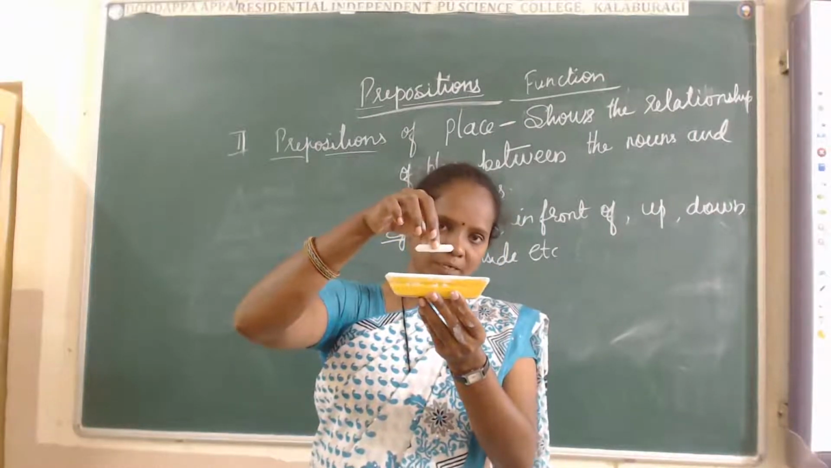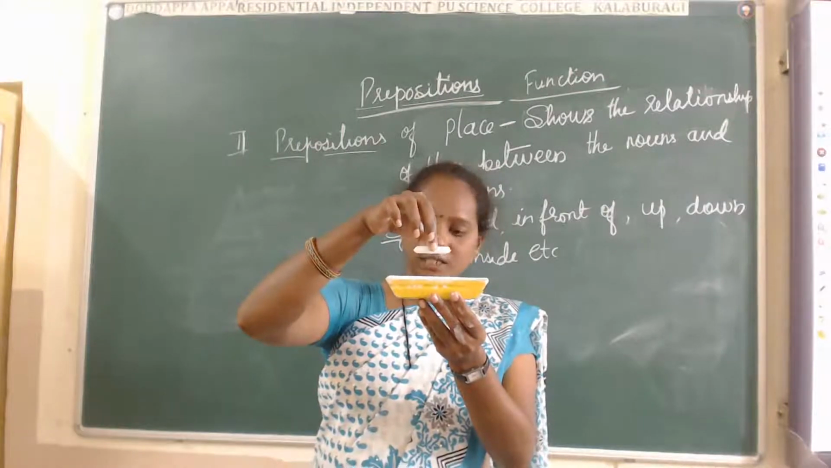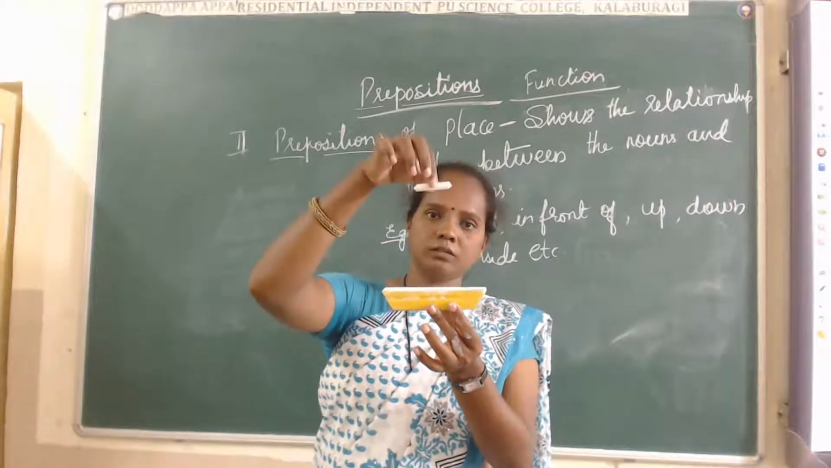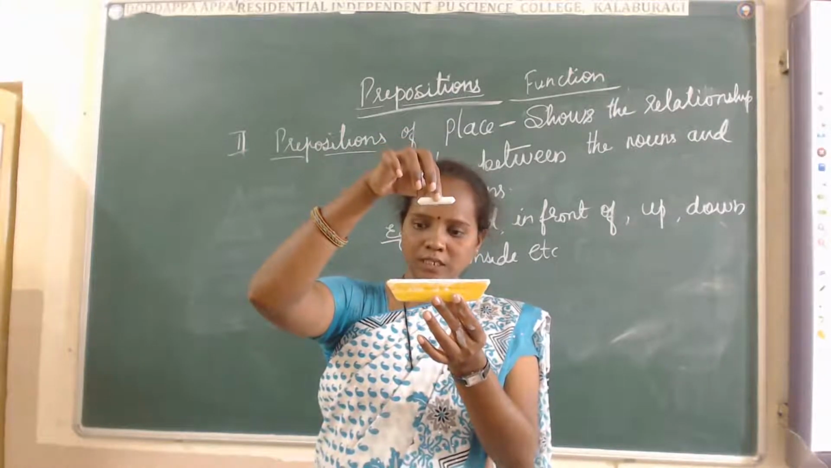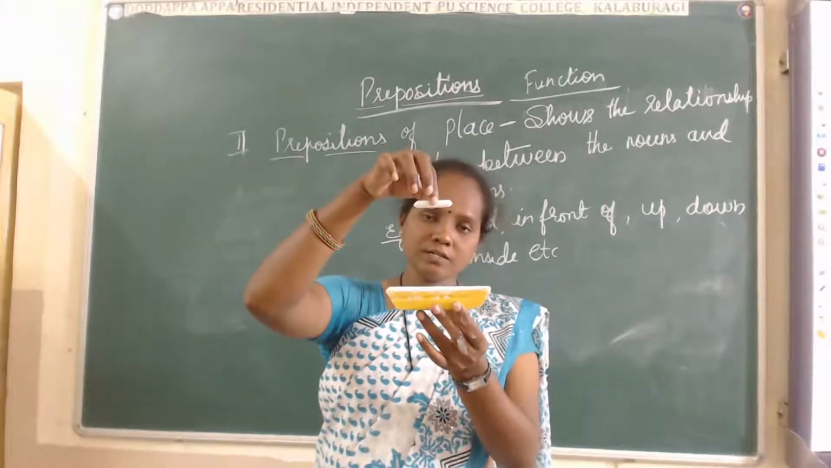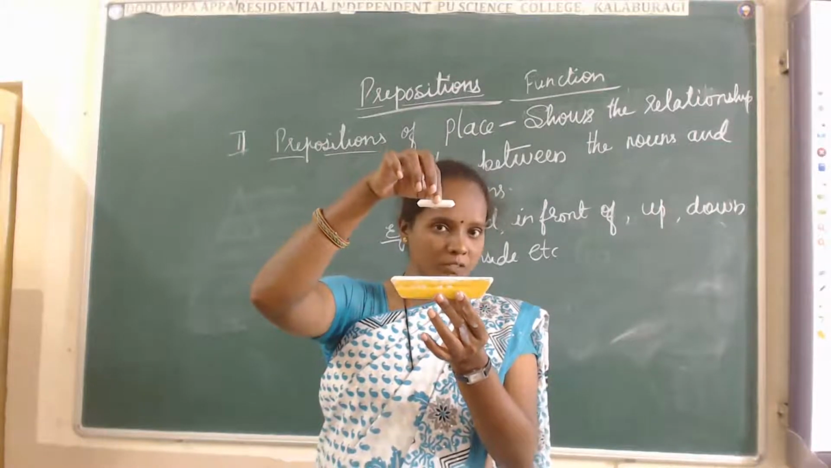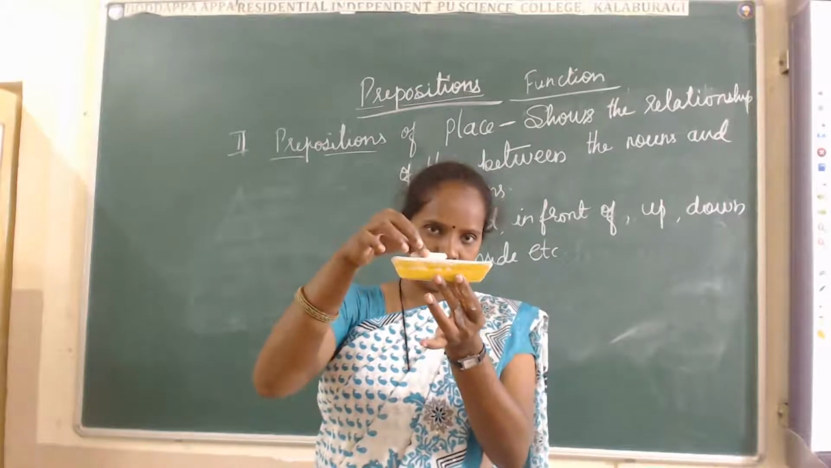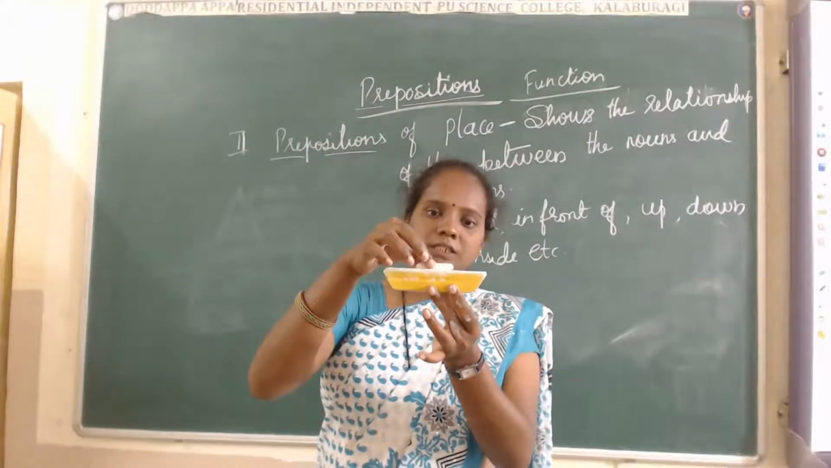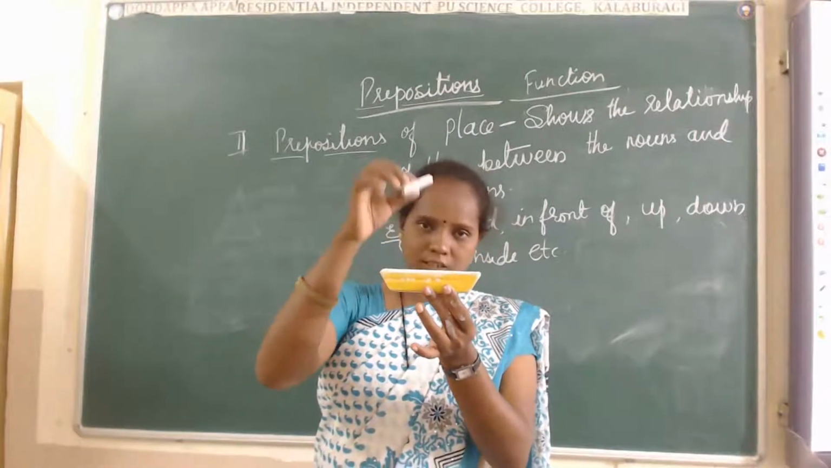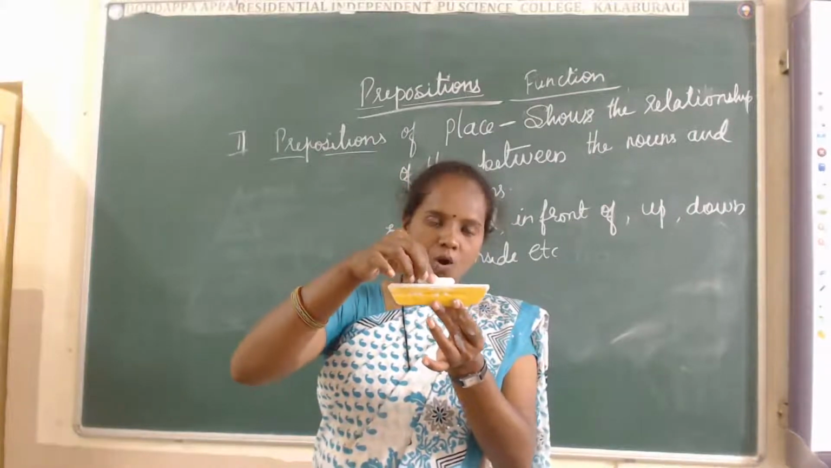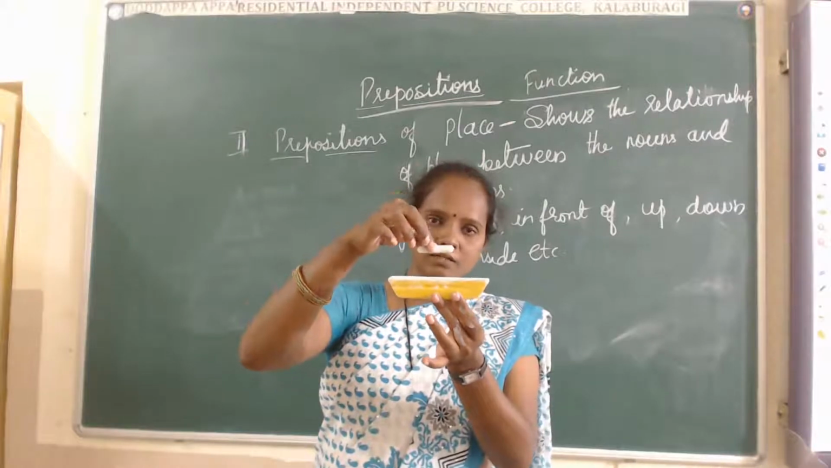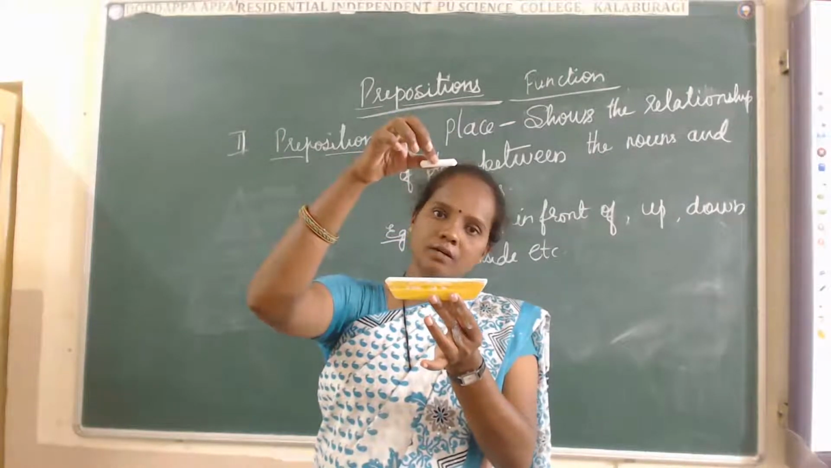Where is the chalk placed here? Over the duster. The chalk is placed above the duster. See, there is no gap here. Once again, I am telling: it is on the duster, and here it is over the duster, above the duster.